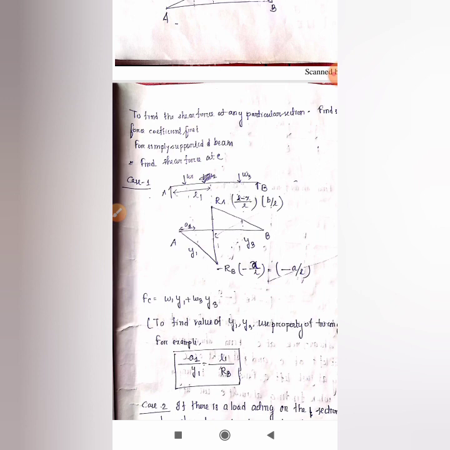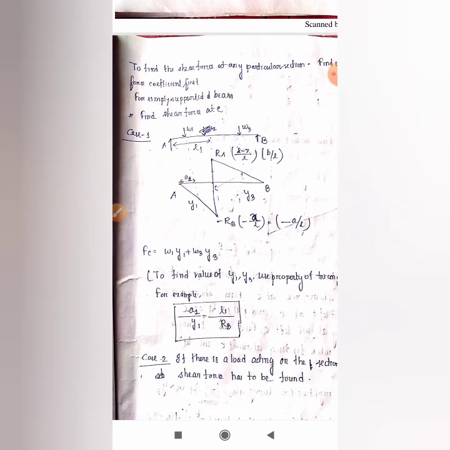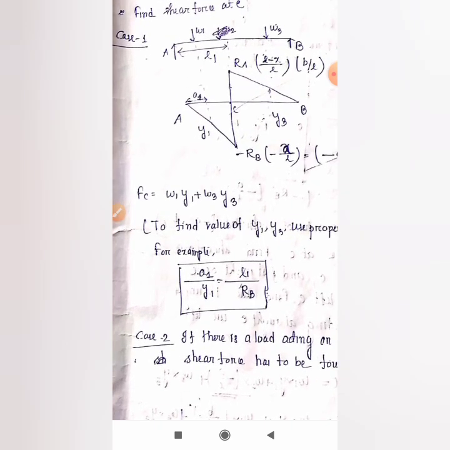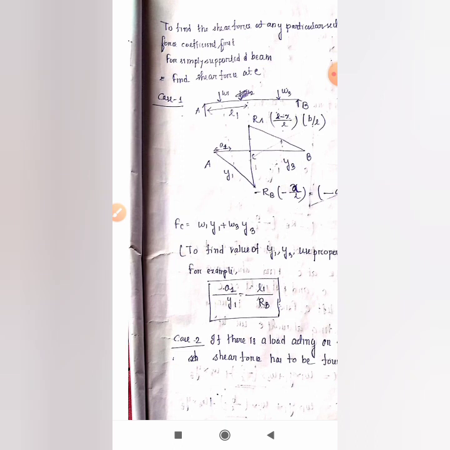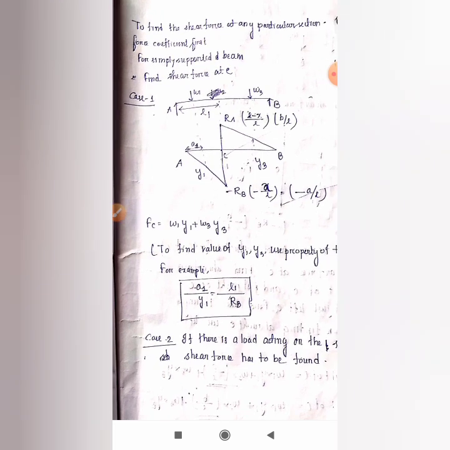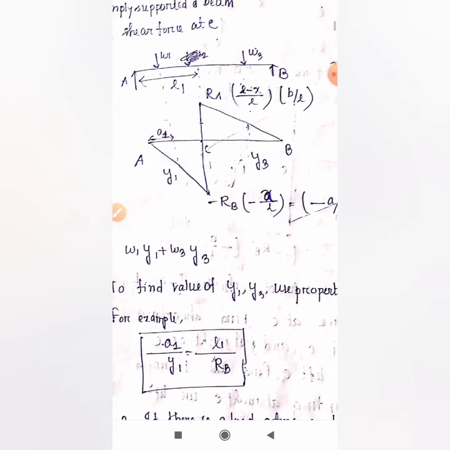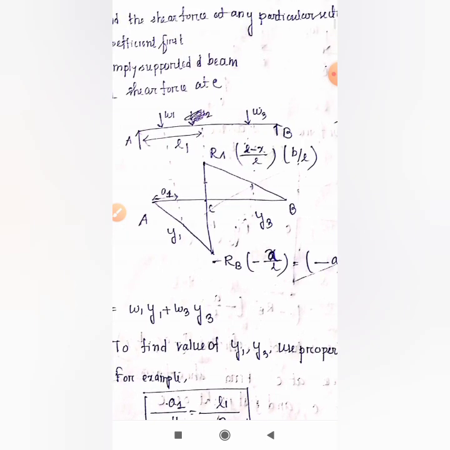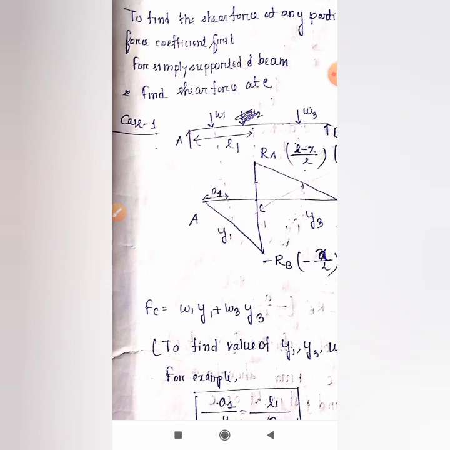We have to project all the points at which the load is acting, and then we have to find the ordinates, that is y1, y2, y3. After finding the values of y1, y2, we will multiply with each of the loads. Like here I have written Fc equal to w1 into y1 plus w3 into y3. Now the question arises, here we'll get two important cases. In the first case, in the section C, that means in the section where we have to find the shear force, there is no load acting.